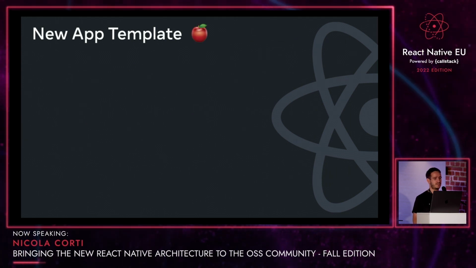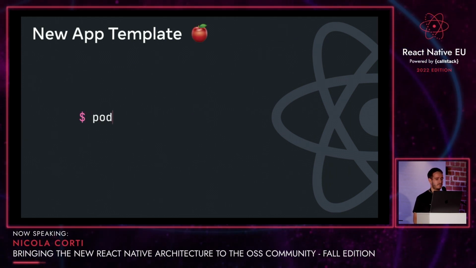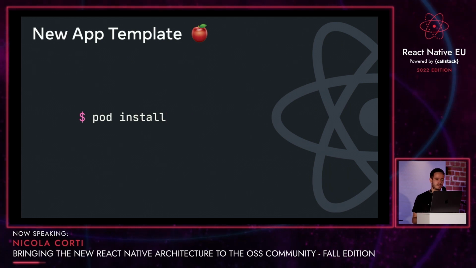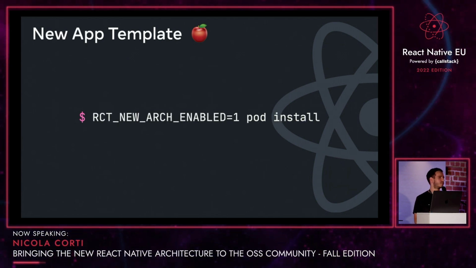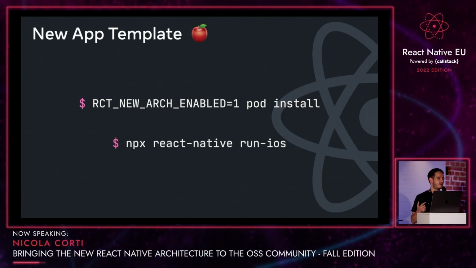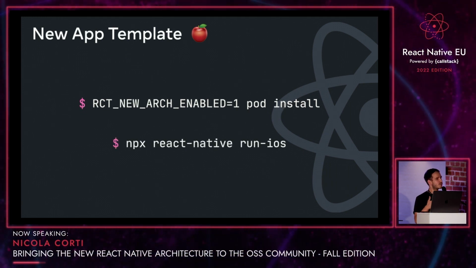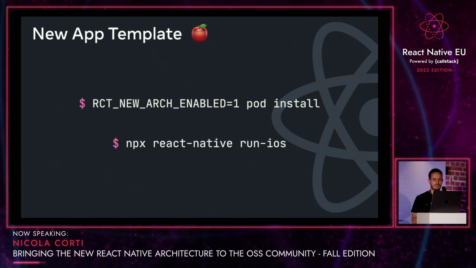On iOS, that happens at pod install time. Normally, you will do pod install, and to try the new architecture, you can just do that using this environment variable, RCT_NEW_ARCH_ENABLED=1, and just run your app. And that will be a new architecture app running in your iOS simulator.